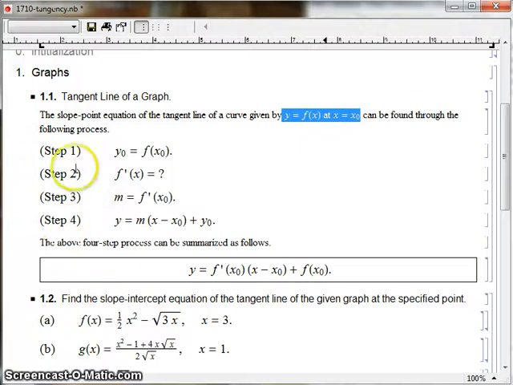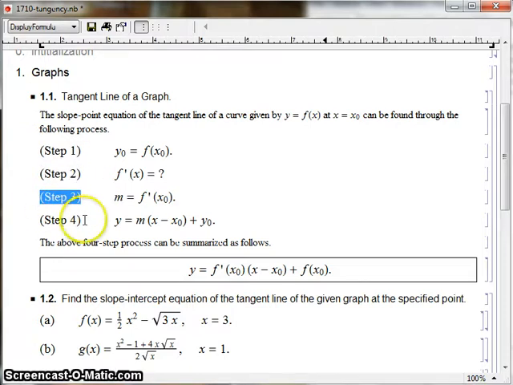Step 1, y-coordinate. You can do that by plugging x equals x naught in the definition of the function. Step 2, derivative. Step 3, slope. Step 4, now that you found out the slope in step 3, and then x naught is already given from the problem a priori, and y naught was found in step 1.